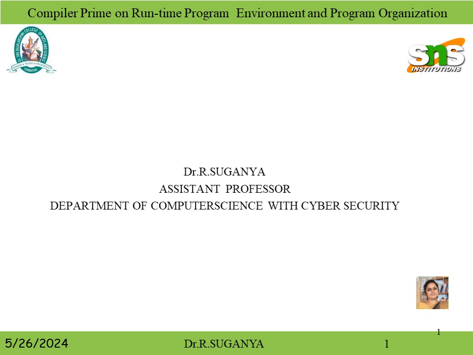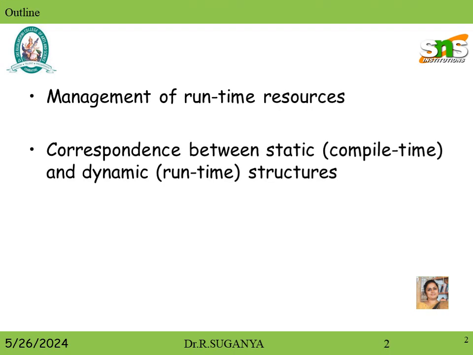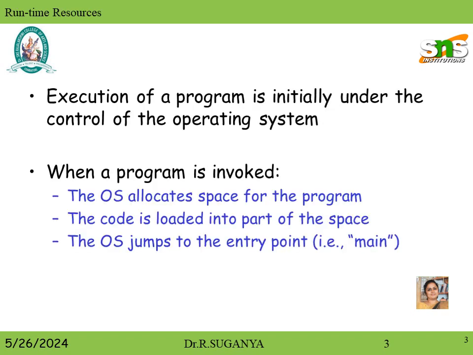Today we are going to see about the compiler, runtime program environment, and how to organize a program. Outline: management of runtime resources, and the correspondence between static, that is compile time, and dynamic, which is runtime structures. Runtime resources: execution of a program is initially under the control of the operating system.